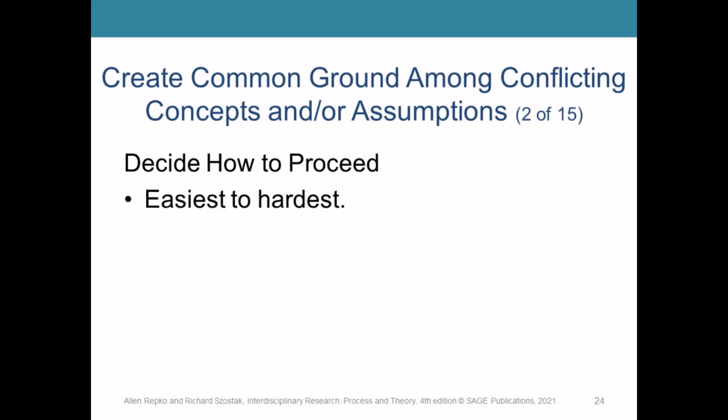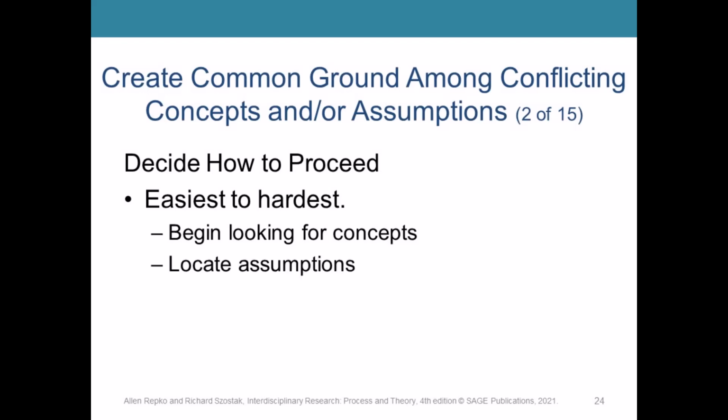It's usually best to move from the easiest to hardest ways of creating common ground. Start with concepts. Look for those that are used across disciplines, as well as those used only by one or a few disciplines. Take note of the similarities and differences in how researchers define these concepts. Then, if necessary, look at the assumptions associated with the disciplines you analyzed in previous steps.